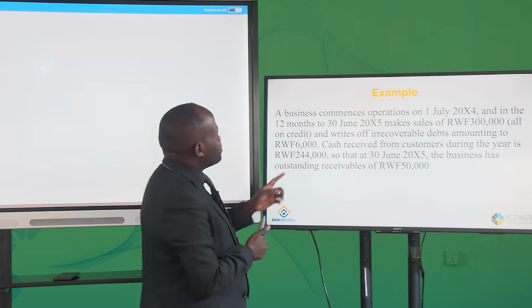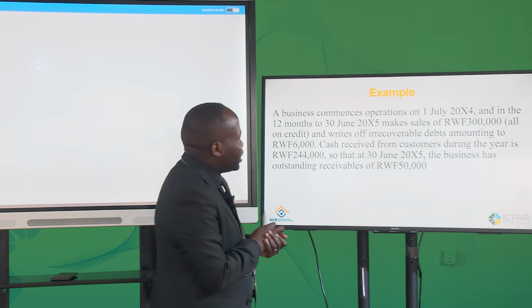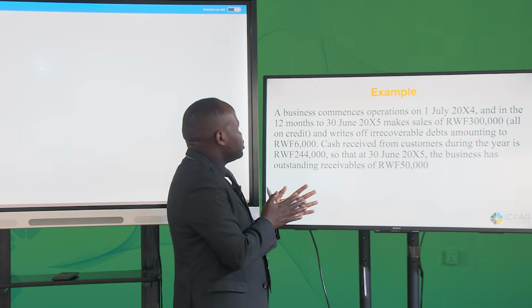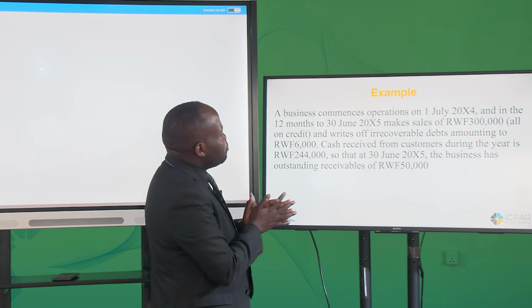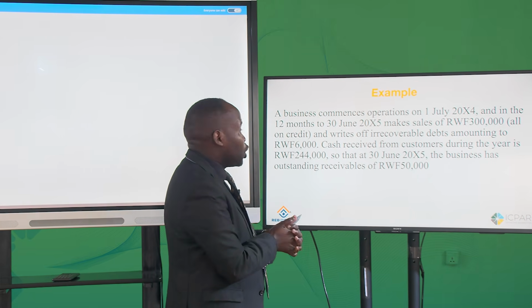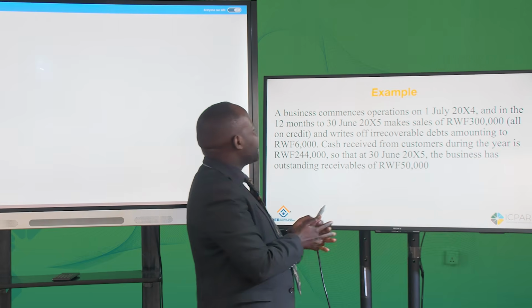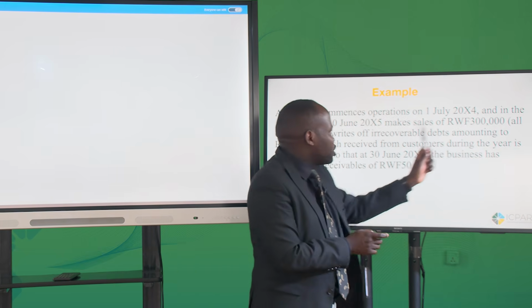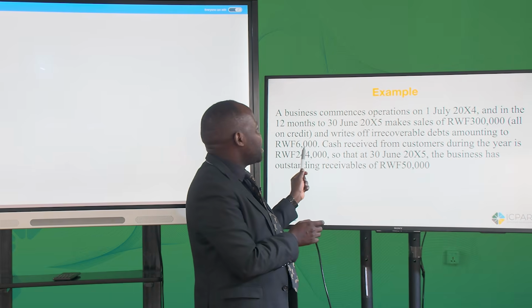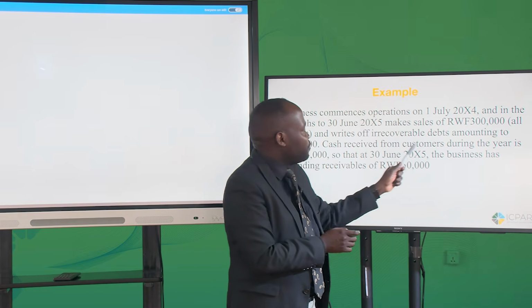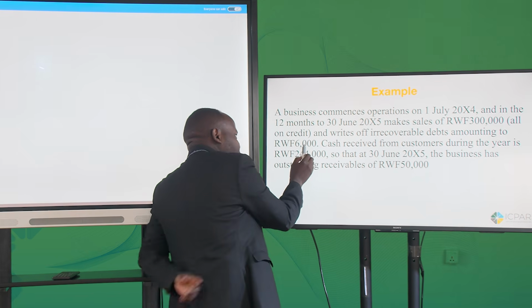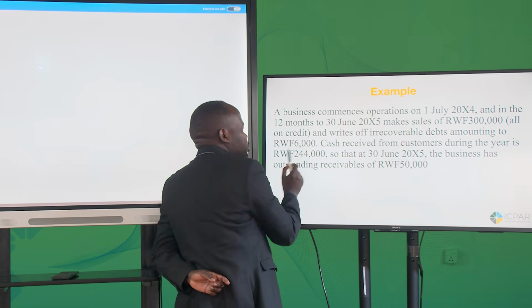Example, a business commences operation on 1st July 20x4 and in 12 months to 30th June 20x5 makes sales of 300,000, all on credit, and writes off irrecoverable debt of 6,000. So remember, on the debit side of the ledger is 300,000. There is a written off debt of 6,000. Cash received from the customers is 244,000. So on the credit side, we have 6,000 and 244,000.